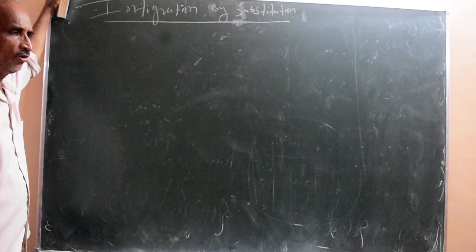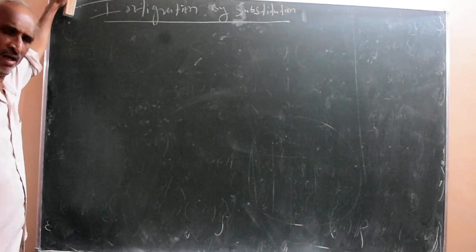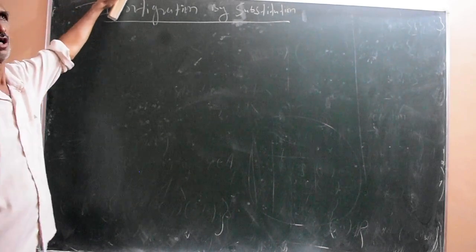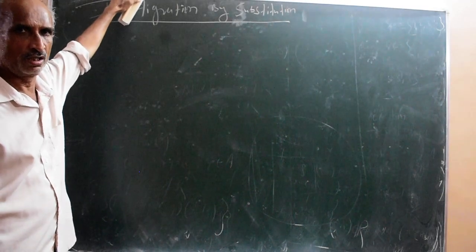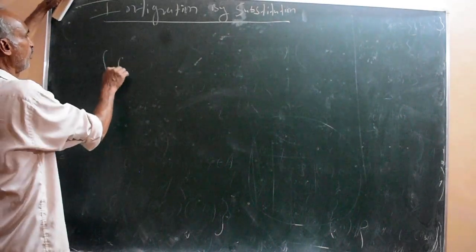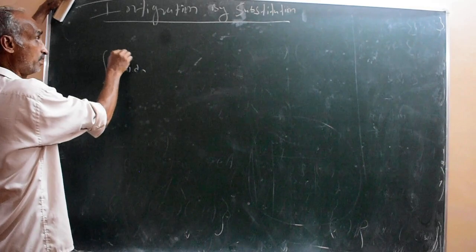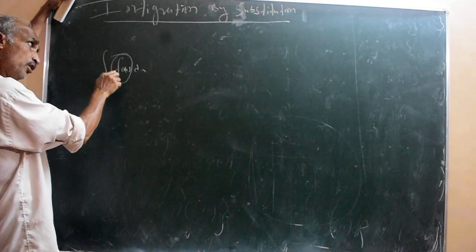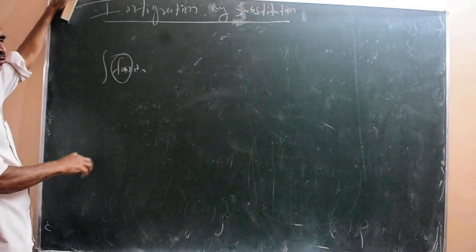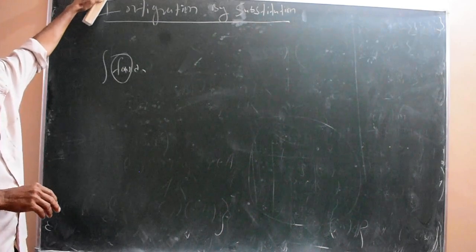So I told you in integration the main technique is converting the integrand. In integration of f of x dx, this f of x is called the integrand. This is to be converted to a form where you can apply the integration formula.